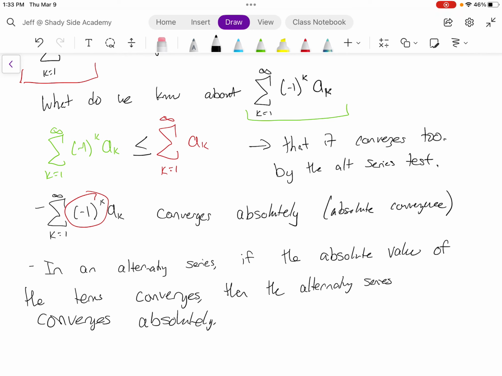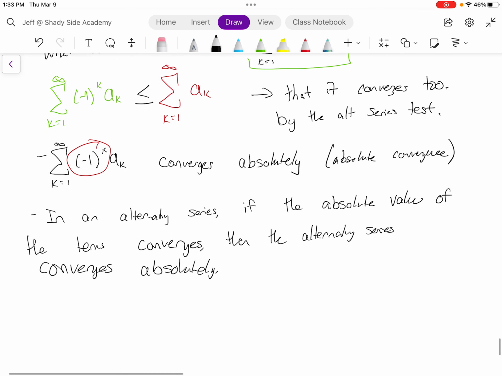Okay, so this might seem very silly. Like, well, of course it converges absolutely. What other types of convergence are there? Well, we looked at this crazy series, right?